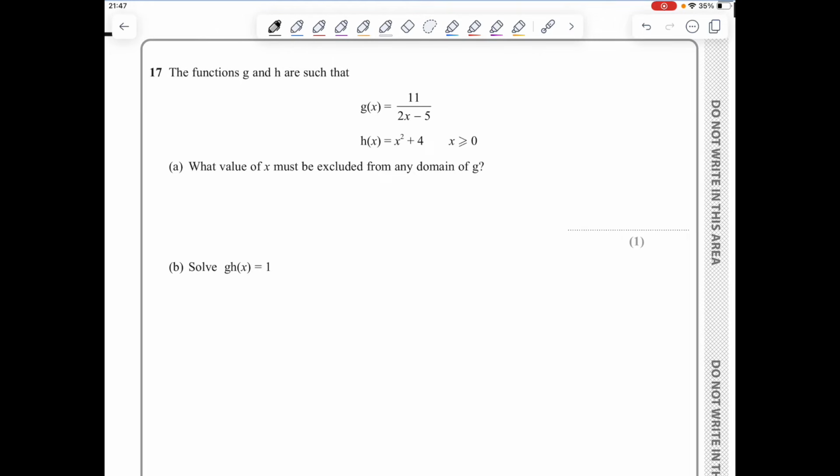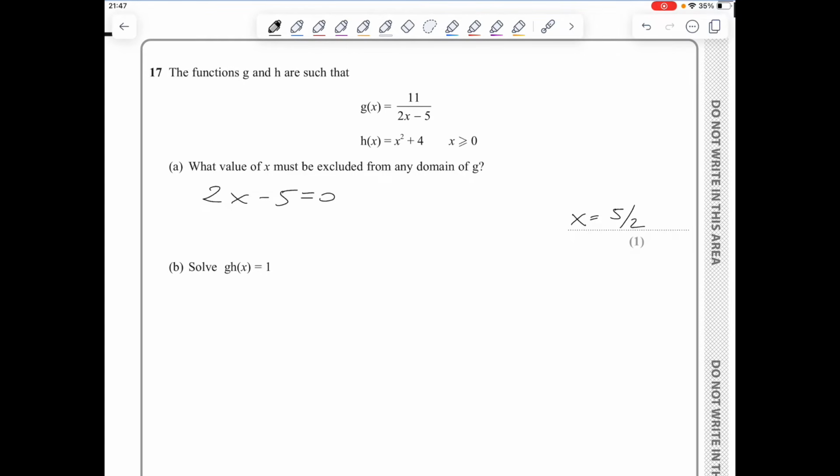For part A of question 17, consider the denominator of function g. Now the denominator of this fraction cannot be 0, so setting this equal to 0 will give me the value that I should exclude, and this is equal to 5 over 2.